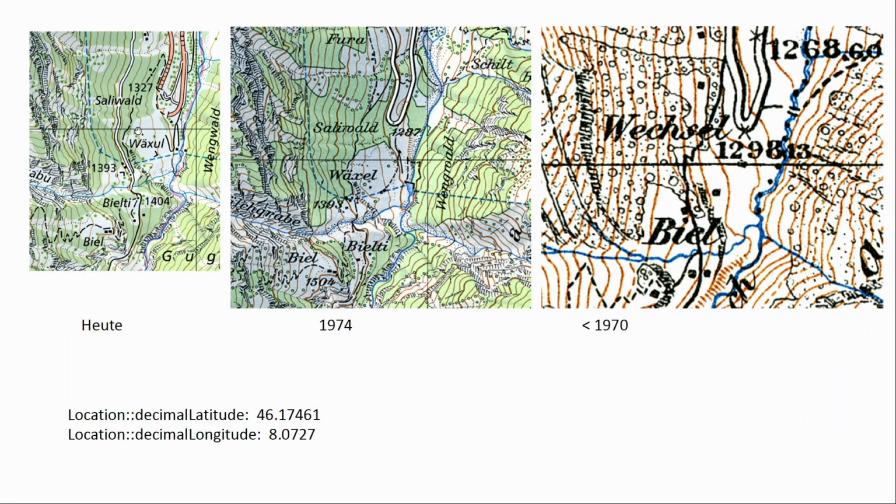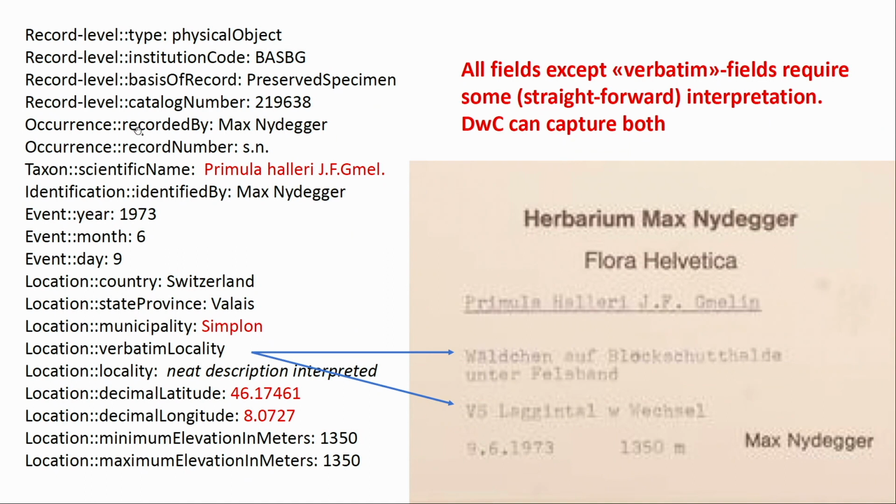Other fields require slightly more interpretation, like for instance georeferencing. If we look today, in the Lagintal, there is no Wegsel, because the name of the locality has changed in the 70s, because the spelling changed. So looking at old maps, it's fairly easy to pinpoint the specimen to within about 100 meters. So all fields except the real verbatim fields require some sort of straightforward interpretation, and Darwin Core captures both the verbatim and interpreted data.